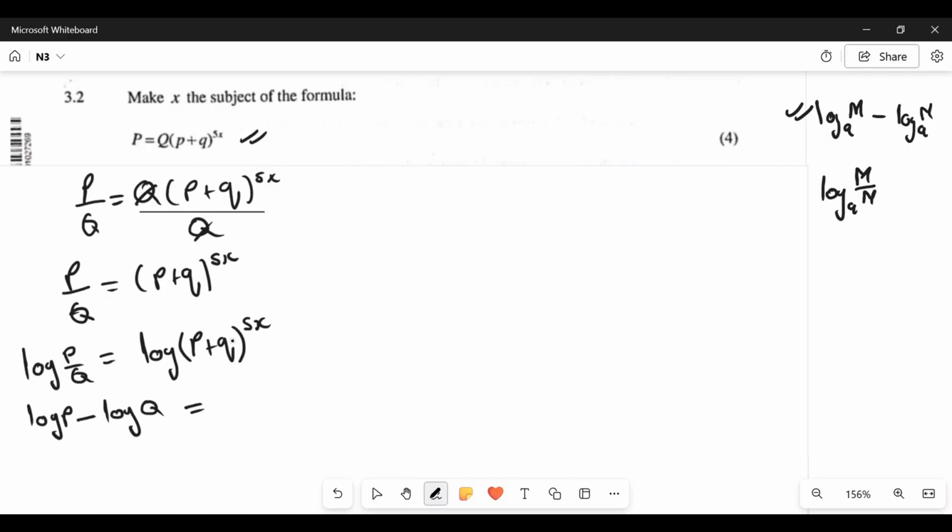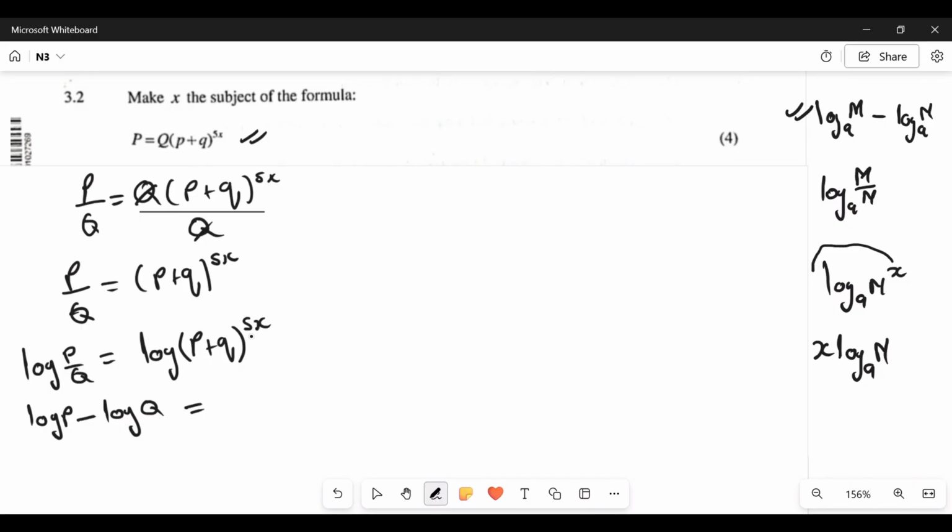What can we do there? Again, if you use another log law, it goes like this. We have log, let's say base a, n to the power of x. You are able to take this x, which is an exponent, to the front. So when you write this, you can write it like this: x log base a, then n.